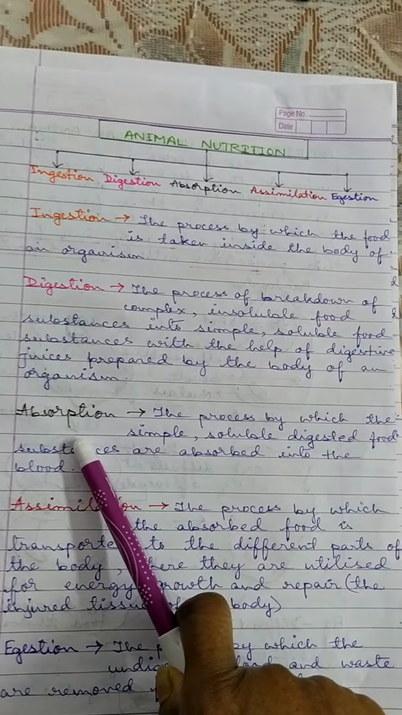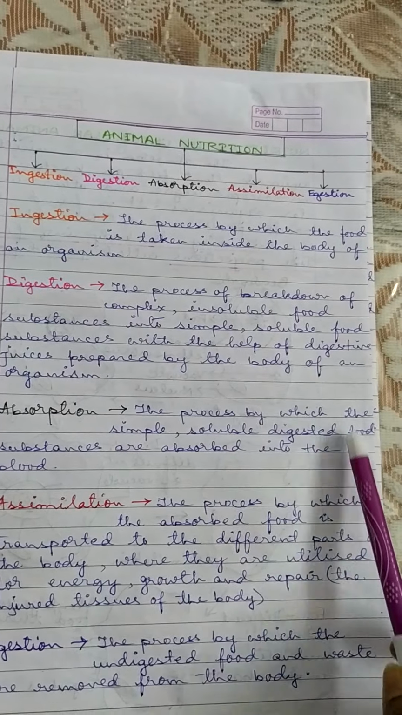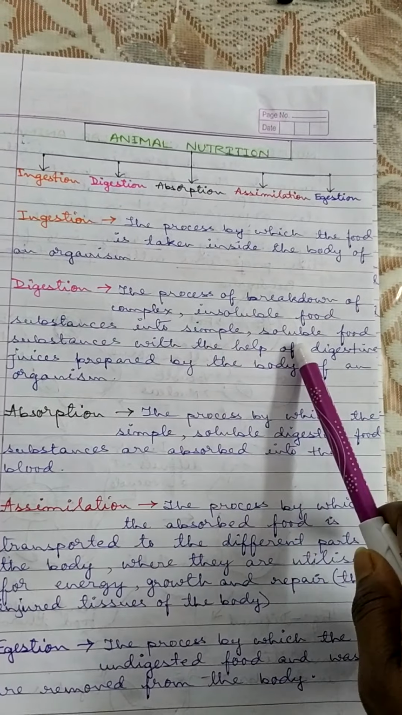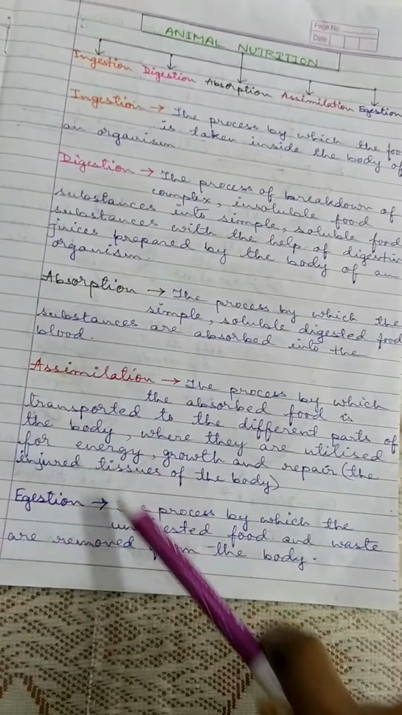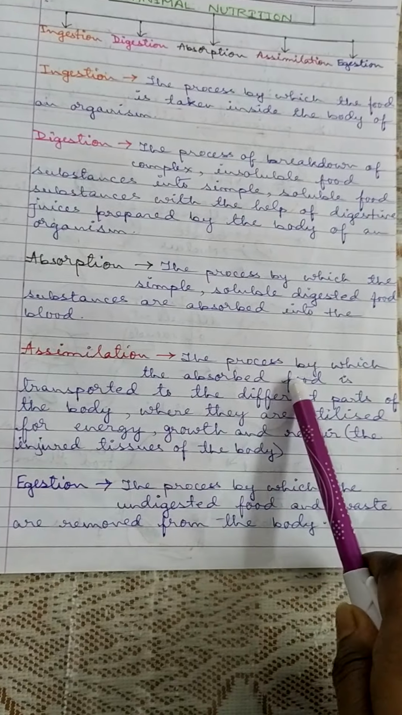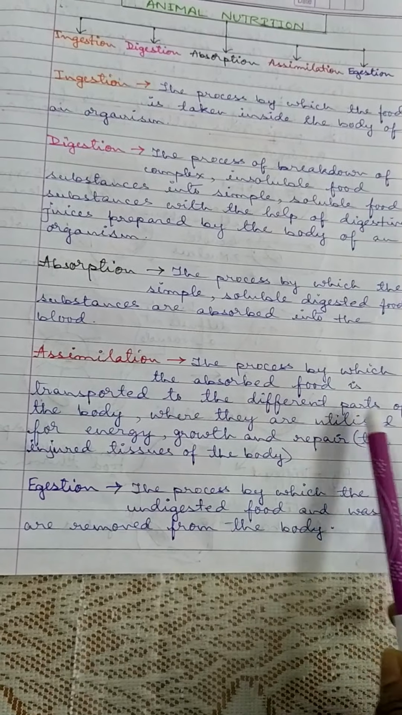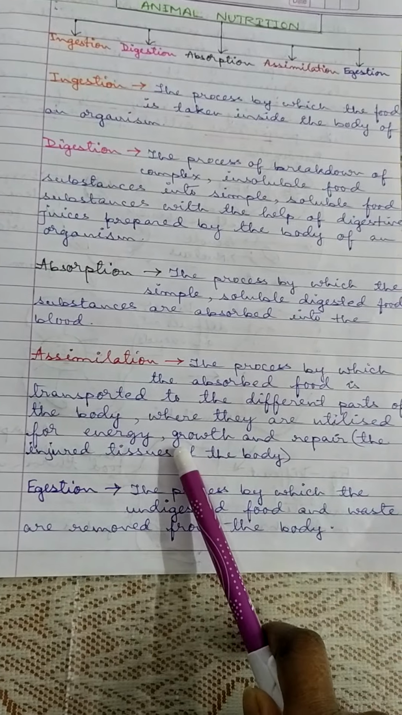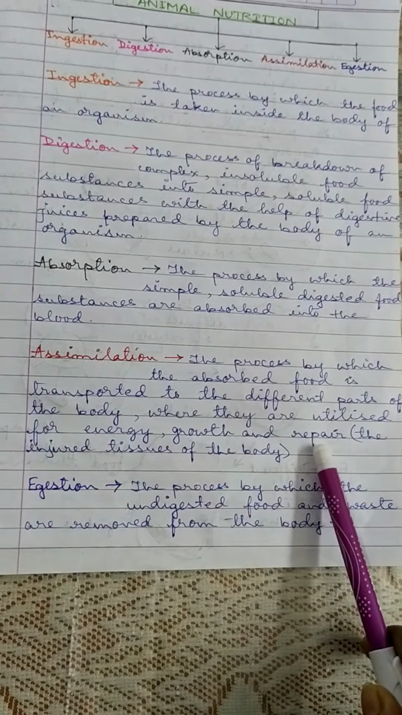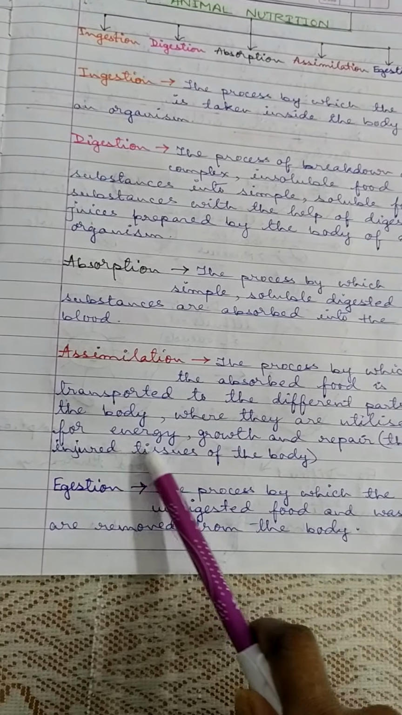And what is absorption? The process by which the simple soluble digested food prepared in this stage is absorbed into the blood. And then comes assimilation, the process by which the absorbed food is transported to the different parts of the body where it is utilized for energy, growth and repairing of the injured tissues of the body. So the main purpose of taking food was all these things.